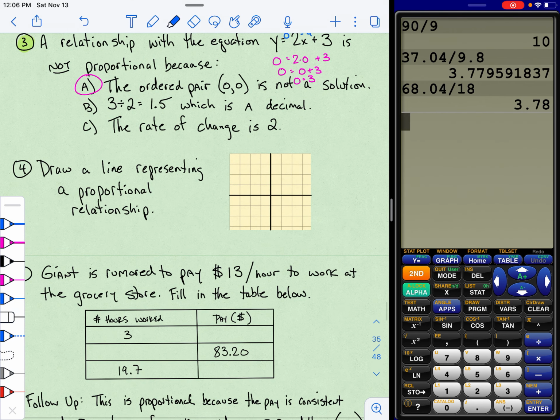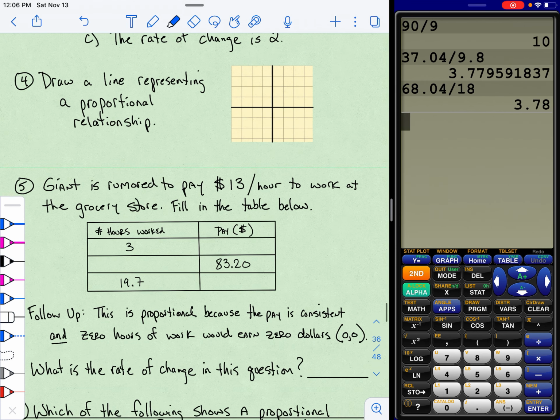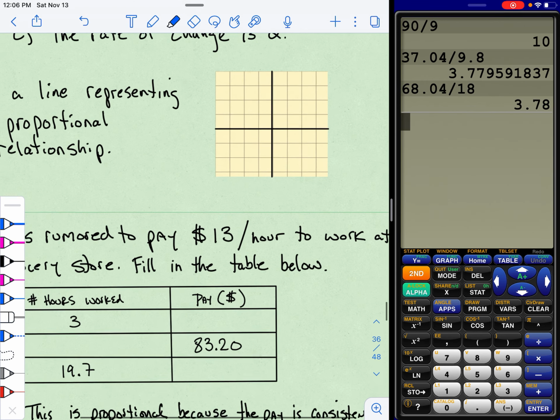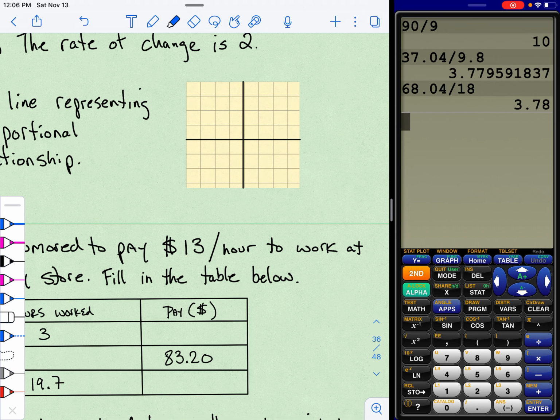Number 4 should have been highlighted. Number 4, draw a line representing a proportional relationship. Answers will, of course, vary, but proportional simply means it goes through the origin. So any line you make, maybe like this one. Oops, I kind of missed it there.